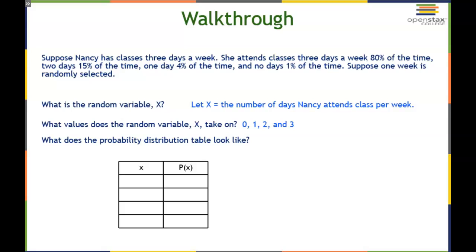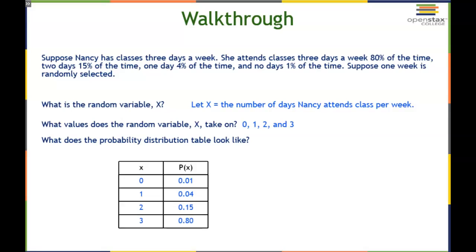So what are our X values again? 0, 1, 2, 3. And what's the corresponding probability with those X values? So if she attends 0 days a week, that was 1%, or 0.01. So P of X, P of 0, is 0.01. When she attended 1 day a week, that was 4% of the time. In other words, the probability of 1 is 0.04. She attended 2 days a week. That's 15% of the time, so that's 0.15. When X was 3, where she attended 3 days a week, that is 0.80.